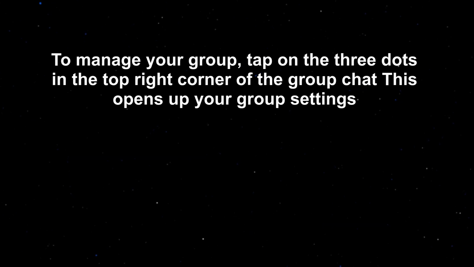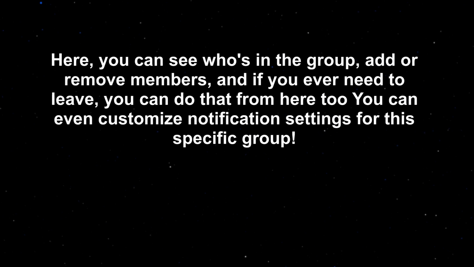To manage your group, tap on the three dots in the top right corner of the group chat. This opens up your group settings. Here, you can see who's in the group, add or remove members, and if you ever need to leave, you can do that from here too. You can even customize notification settings for this specific group.